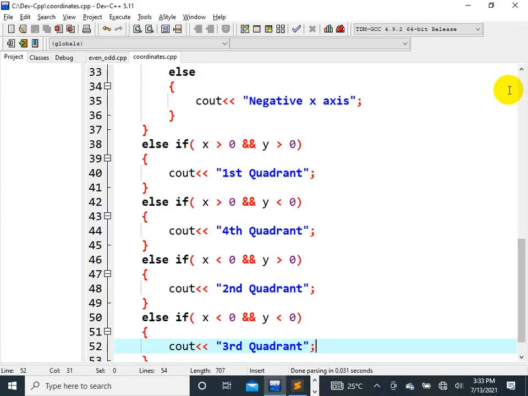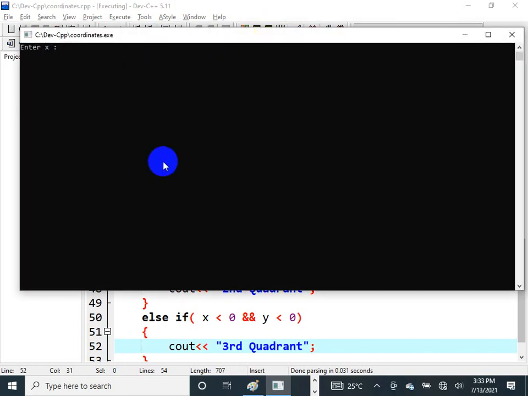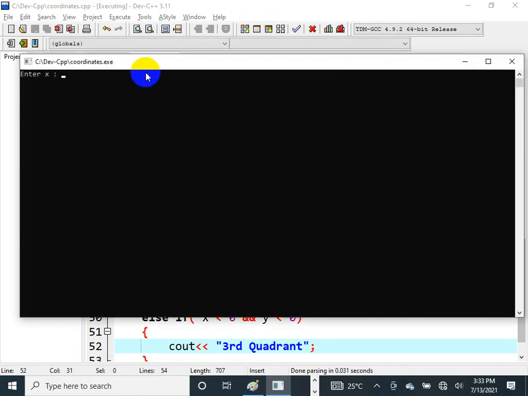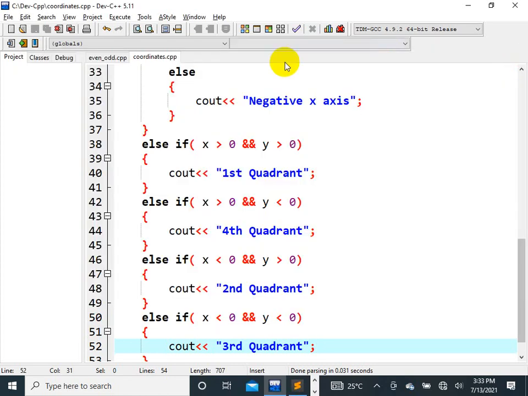Origin. x is 0 and y is positive, positive y axis. x is 0 and y is negative, negative y axis.